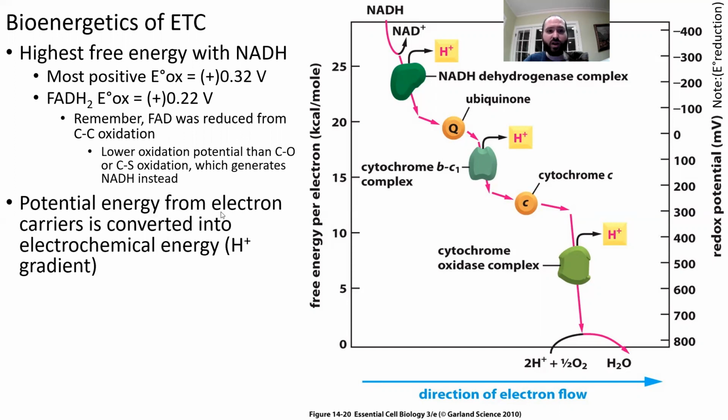So the potential energy from these electron carriers is converted into electrochemical energy. This is all spontaneous because we're going downhill, we're losing free energy. But we're saving some of the free energy in the form of a proton gradient. Now, I think it's only about 33% of the redox energy that actually gets converted into a useful proton gradient, but it's a lot better than, for instance, an internal combustion engine in a car, which is a lot worse than that.